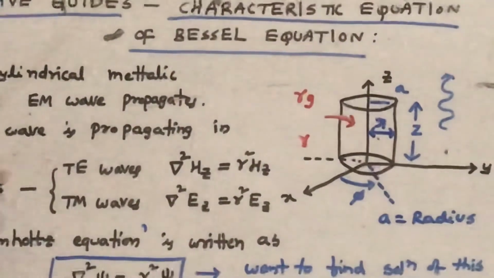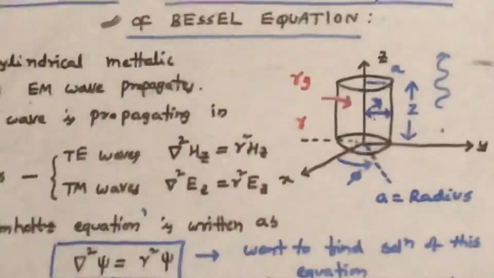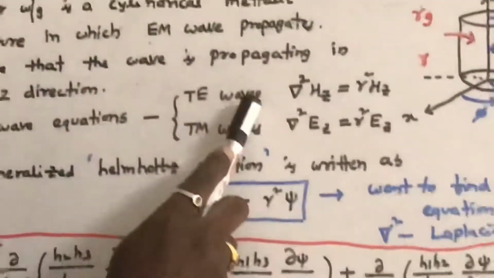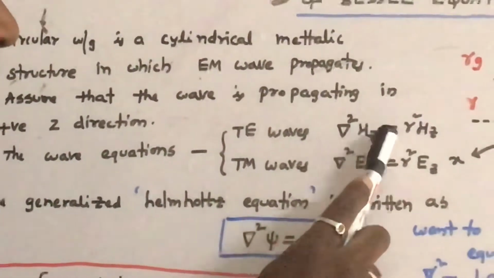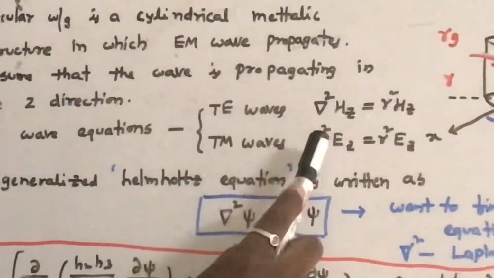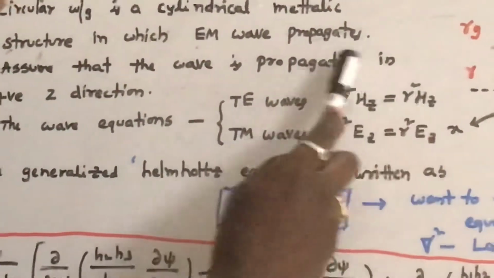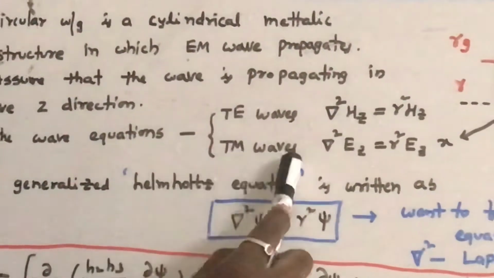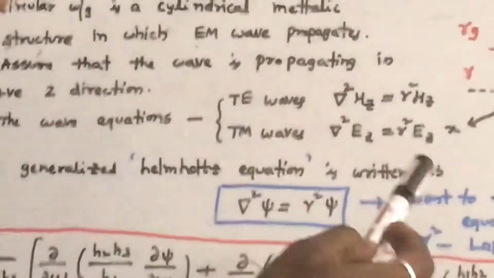So there are generally two modes that can propagate, TE modes and TM modes. For TE waves, the wave equation is written as del square Hz is equal to gamma square Hz. For transverse magnetic waves, del square Ez is equal to gamma square Ez. I will explain in the next class what TE waves and TM waves are, and we will derive the expressions for them.